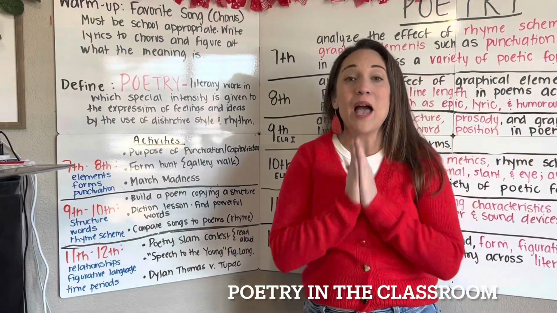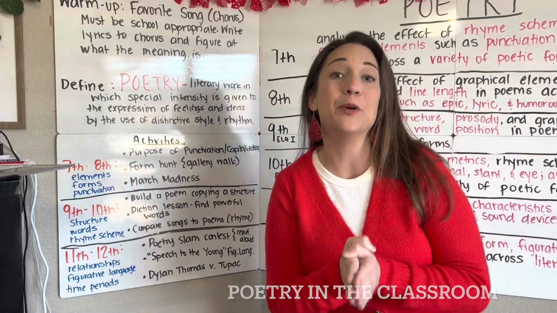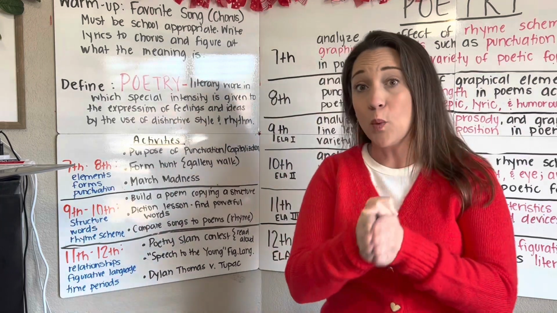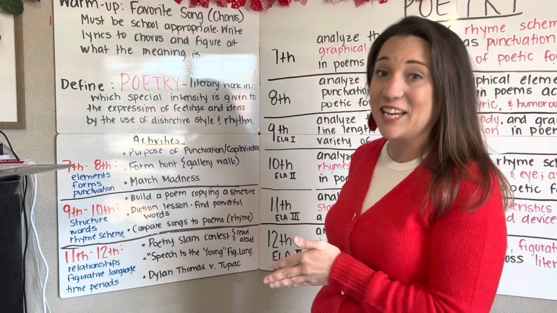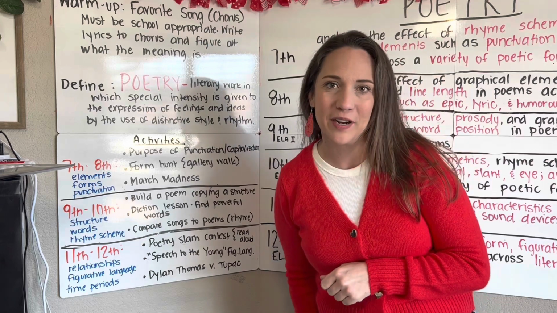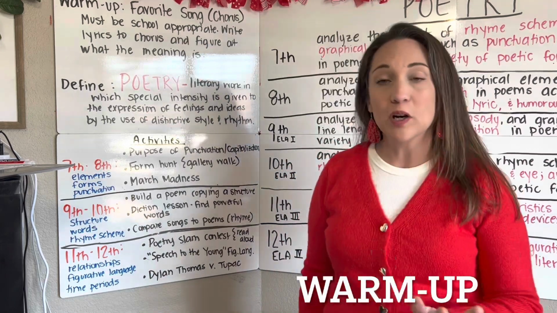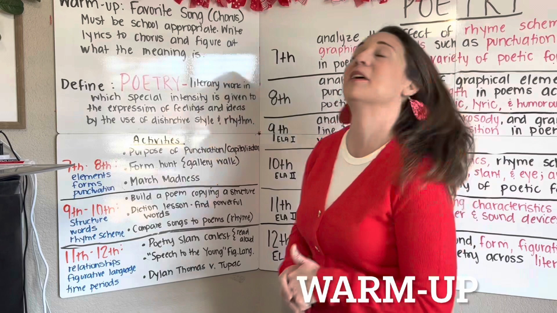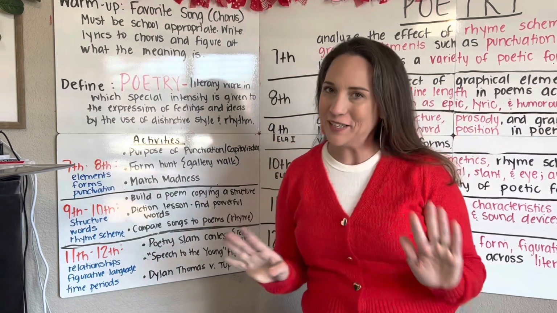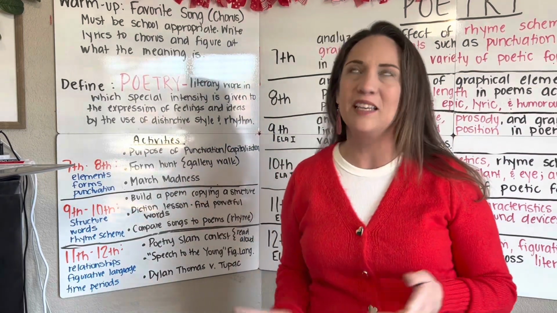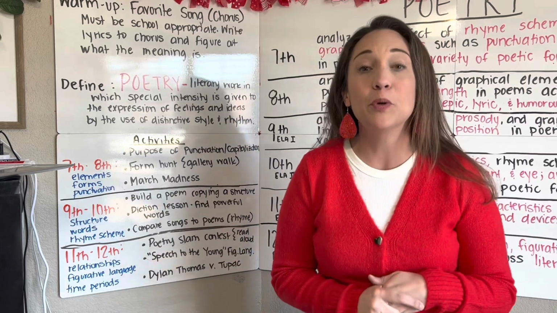All right, guys, so how are we going to bring up poetry in the classroom in grades 7 through 12 to ensure what we're doing are hitting these state standard TEKS and they're vertically aligned to the other grades? Well, I think a great warm-up, regardless of grade level, would be to have them pick their favorite song. Now, of course, you have to be careful with this. Make sure it's school appropriate. They've got to know at least one. And have them pull up those lyrics.